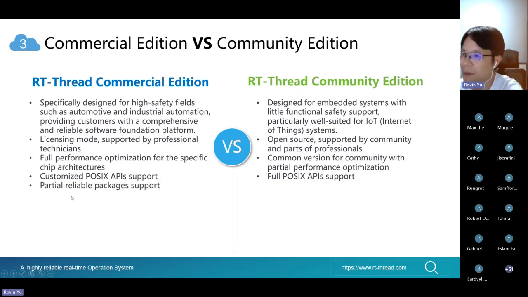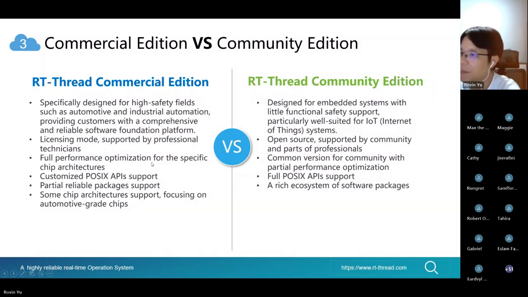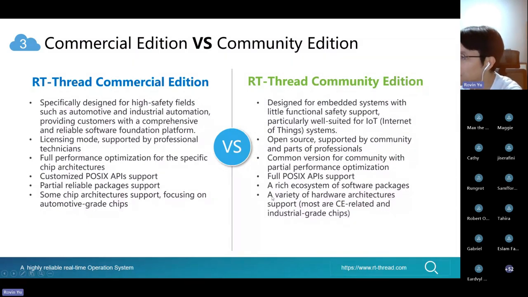The commercial edition only supports partial reliable packages. The community edition has a rich ecosystem of software packages. The commercial edition not only supports some chip architectures, many focus on the automotive-grade chips. The community edition can support a variety of hardware architectures. Most are IC-related or industry-grade chips.